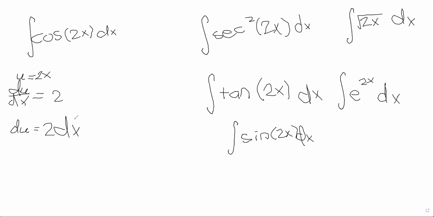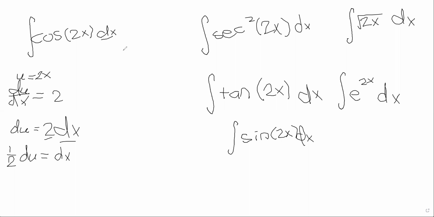And then actually from this point on, notice how we have the dx in the integral. What we don't have in the integral is this 2 right here. So you're going to have to move that over to the other side. We're going to divide both sides of the equation by 2. So we're going to get 1/2 du equals dx. There we go.